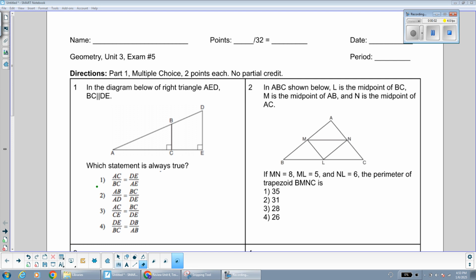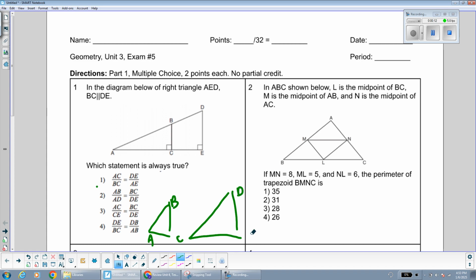Really helps for number one if you redraw the two triangles. So I'm going to redraw the small triangle over here, BCA, and the large triangle over here, DEA. AC is from the small triangle. BC is also from the small triangle. So DE and AE should be from the big triangle, but they should correspond to what's next to them.